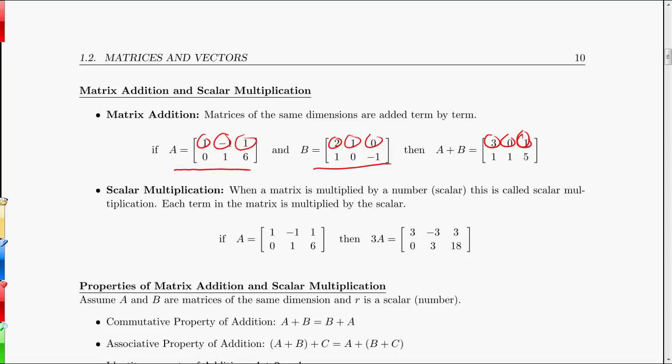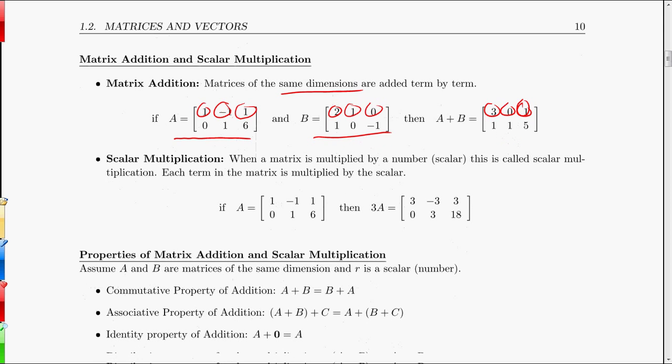The key thing is these matrices have to have the same dimension. If they don't have the same dimension, you can't add them. There is no addition if they don't have the same dimension, right? But if they do have the same dimension, it's just term by term addition. It's exactly what you would probably think.